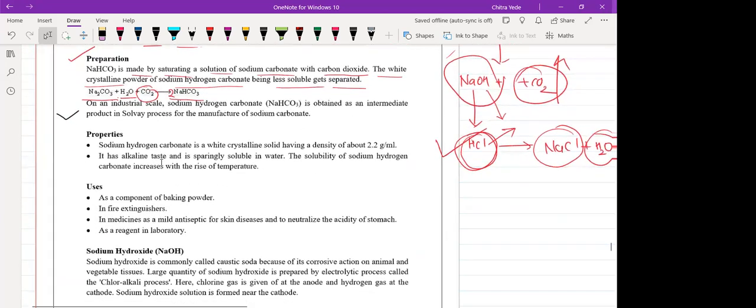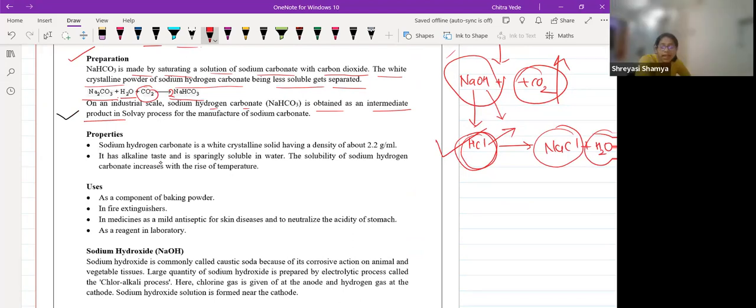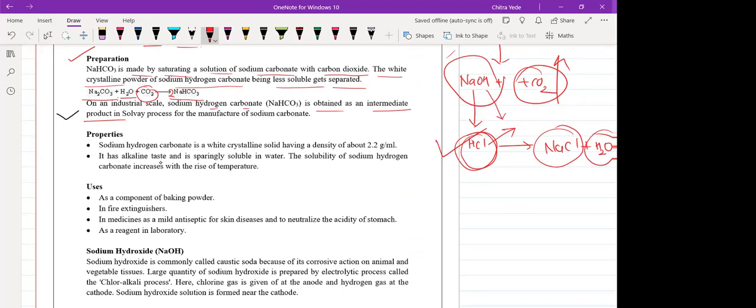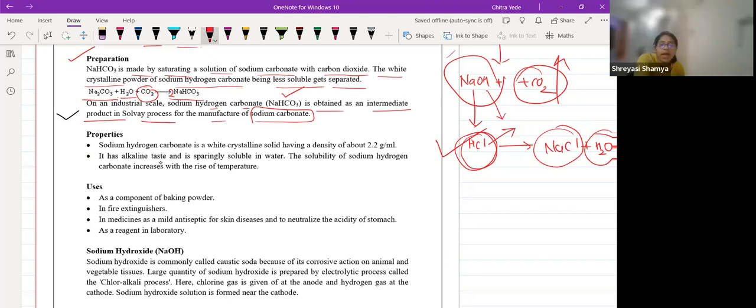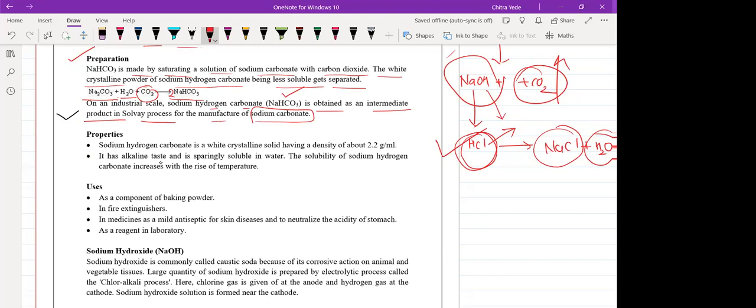Okay. So on an industrial scale, sodium hydrogen carbonate is obtained as an intermediate product. Intermediate product means it is one of the chemicals that forms in the middle of the Solvay process for the manufacturing of sodium carbonate. So in the Solvay process, sodium hydrogen carbonate is the intermediate product. Okay, next, its properties.